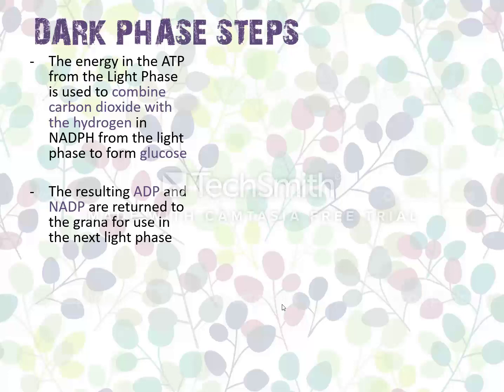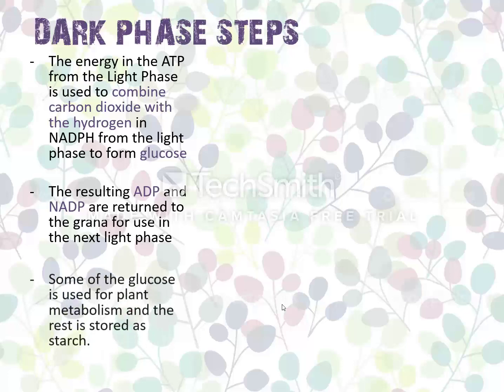So we've done what we needed to do. We made glucose. We combined the hydrogen ions with carbon dioxide. We made glucose. We've already made oxygen in the previous phase. So we've done what we needed to do. But the ADP and the NADPH, I'm lying, NADP, not NADPH. NADP and the ADP will return to the grana because they are needed for the light phase to happen again.